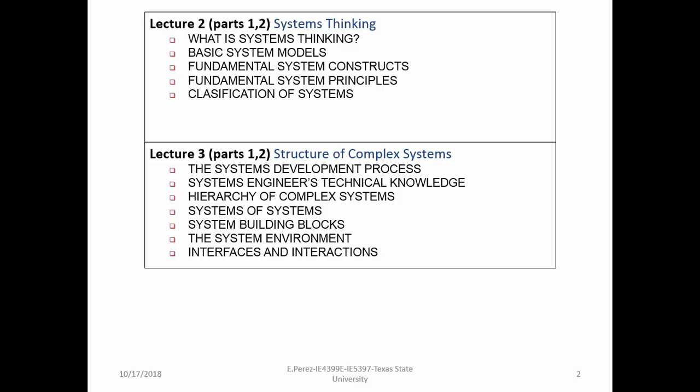Lecture 3, we talk about the structure of complex systems. And here's where we started the process of developing a system. So the system development process, systems engineers' technical knowledge, and if we look back at the hierarchy of a complex system, we talk about the parts, subcomponents, components, subsystems, systems, and systems of systems. That hierarchy, we discuss what is the level of knowledge that the systems engineer must have within that hierarchy.